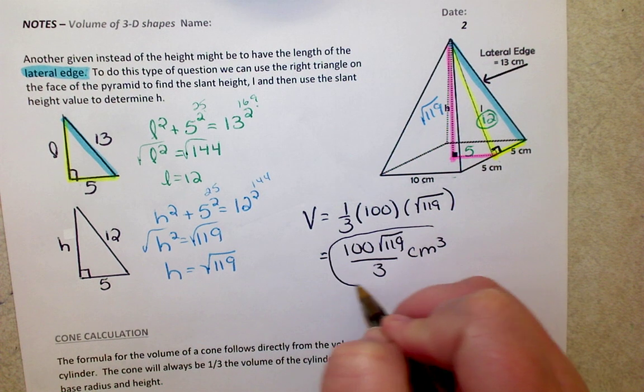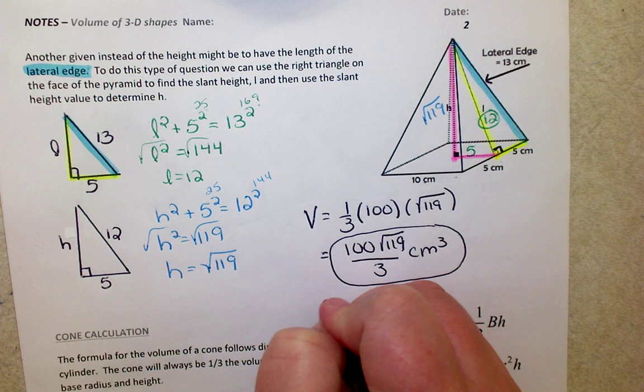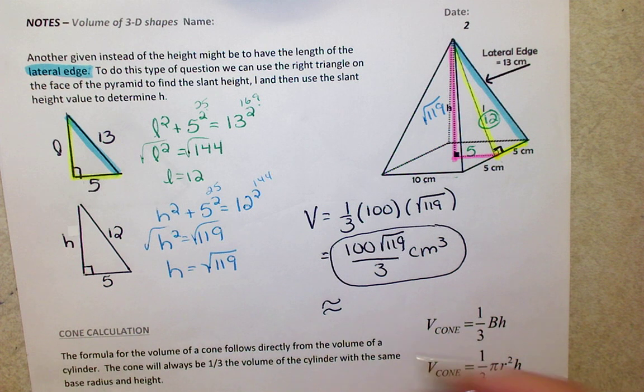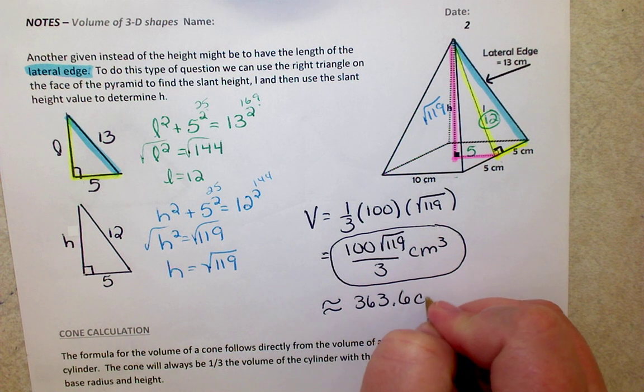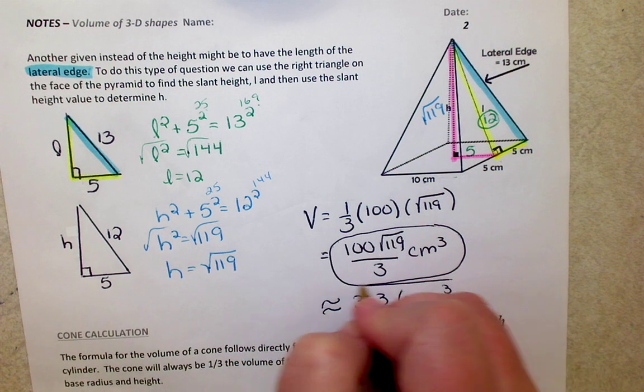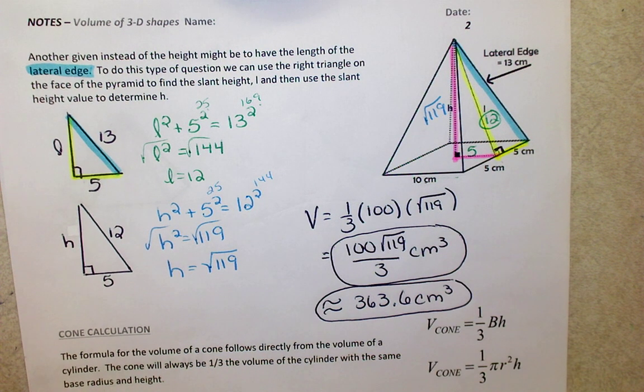Now again, this is the exact value. They may ask you to round it. So if we rounded that, we would end up with 363.6 centimeters cubed. So make sure you read the directions to see what they want you to do.